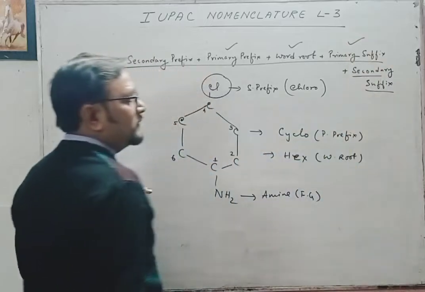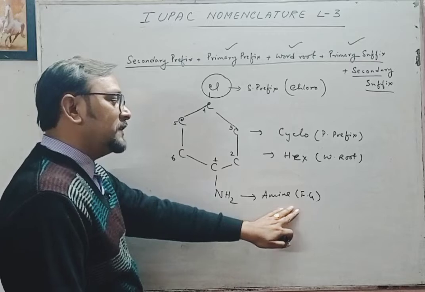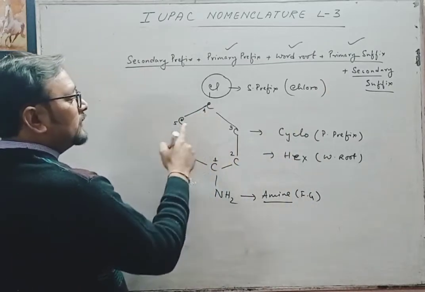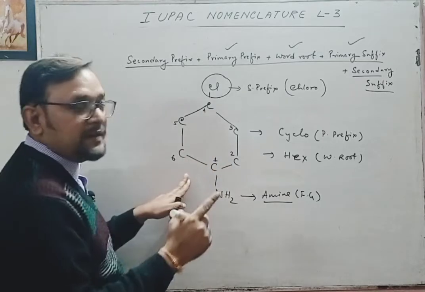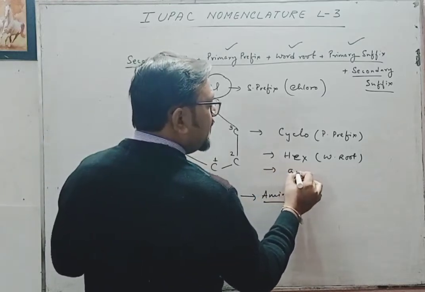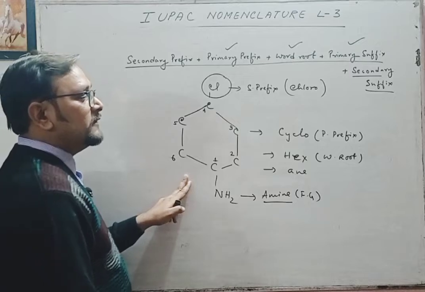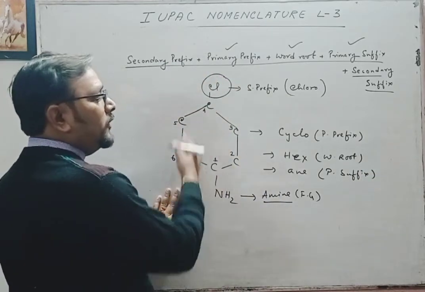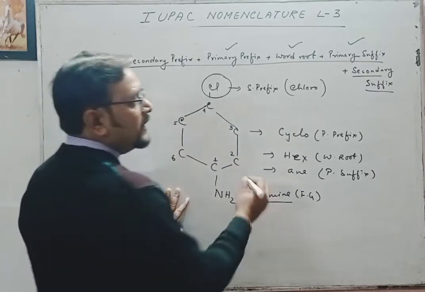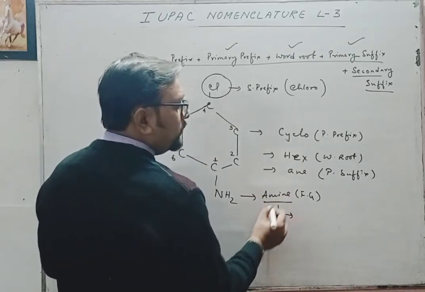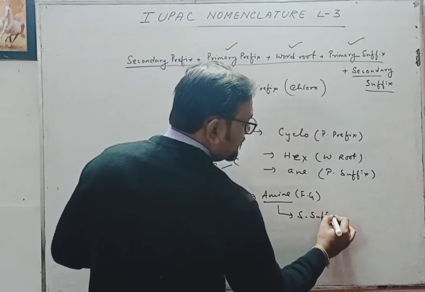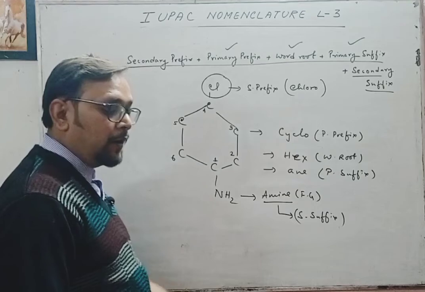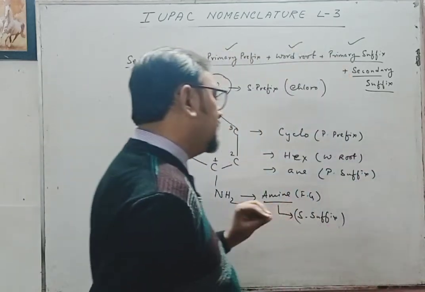Finally, primary suffix. What is the primary suffix I am getting here? Meth, eth, prop, but, pent, hex. Since there is no double bond or triple bond, it will be ane. It is a primary suffix. So this belongs to an alkane because there is no double bond here, so it represents the ane family. But there is a functional group also. So this functional group represents your secondary suffix. Clear, all of you? So these are the different components we are getting in this compound.